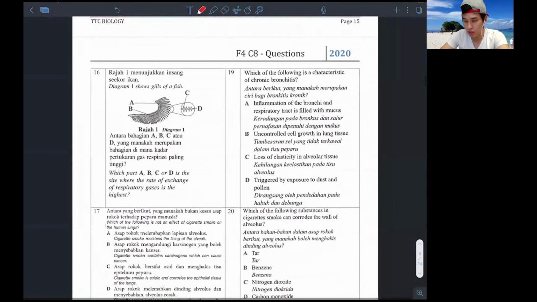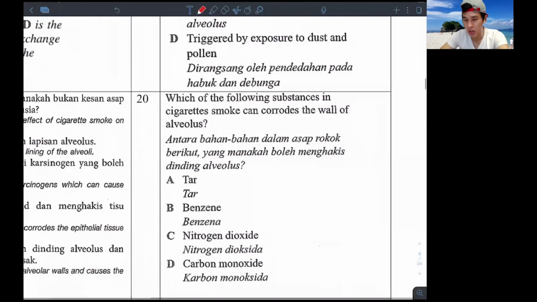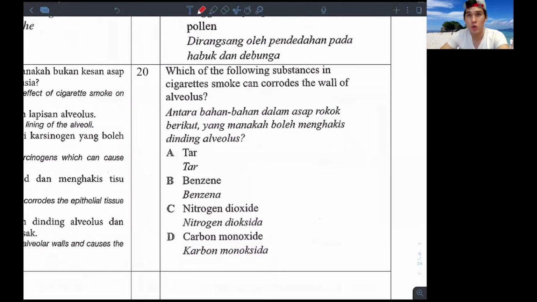So we do one more. Look at the last question, 20. Which of the following substances in cigarette smoke can corrode the wall of alveolus? Corrode means like melt, like acid. I know I mentioned a lot that tar causes lung disease, but when you say the word corrode, the answer is C, nitrogen dioxide, because nitrogen dioxide is acidic, just like sulfur dioxide. Acid is the one that corrodes your alveolus. Tar will just damage the cells and tissues. So when you say corrode, you have to use nitrogen dioxide.